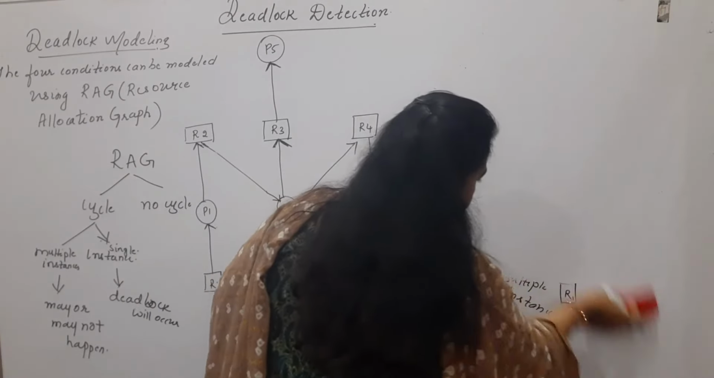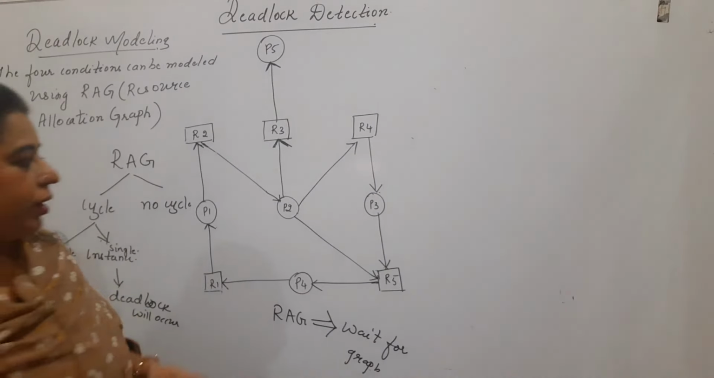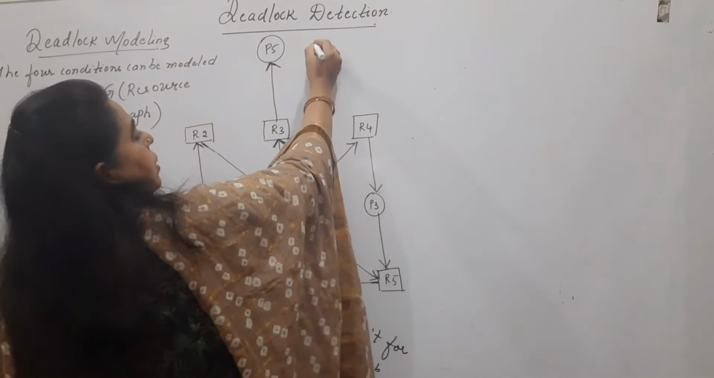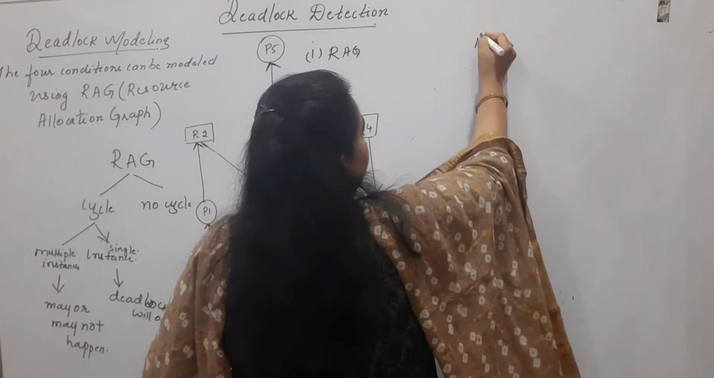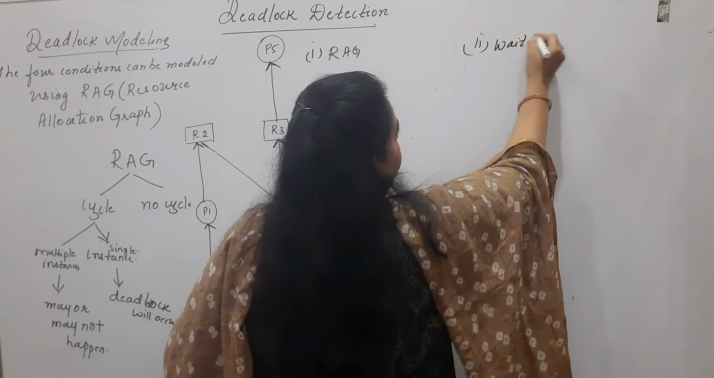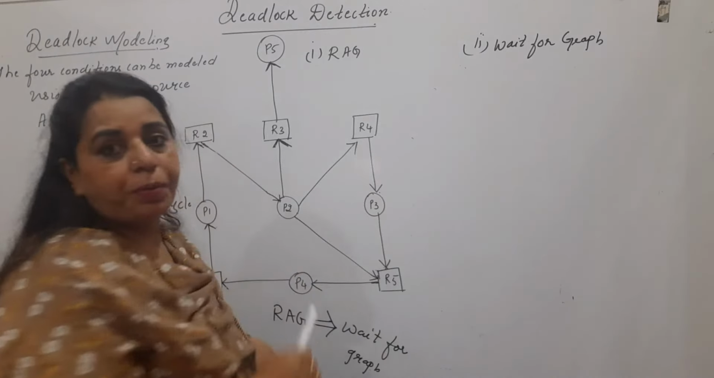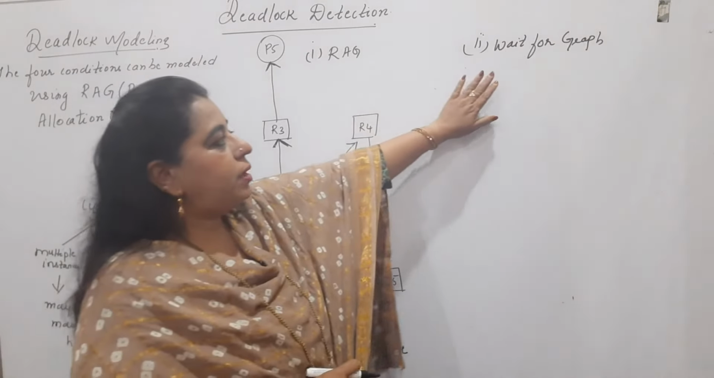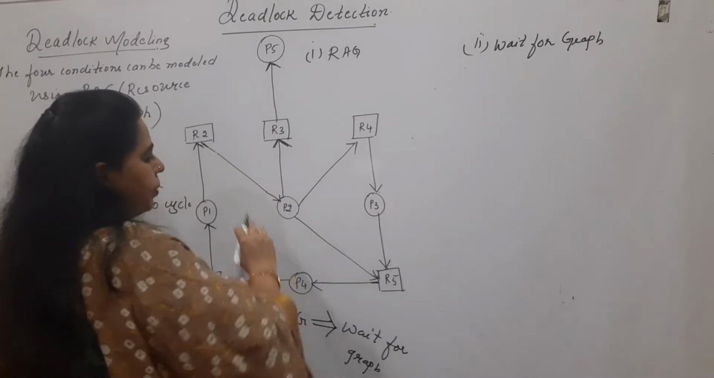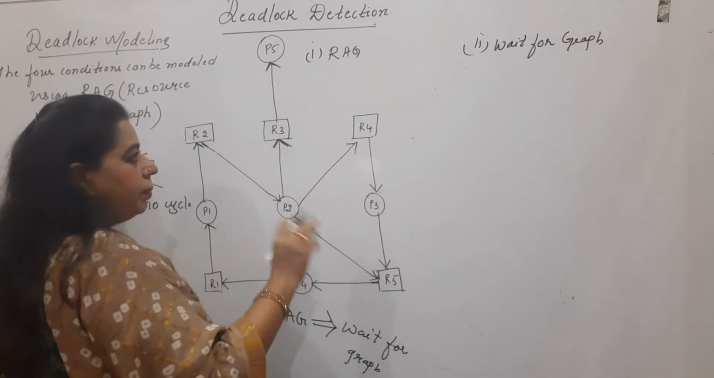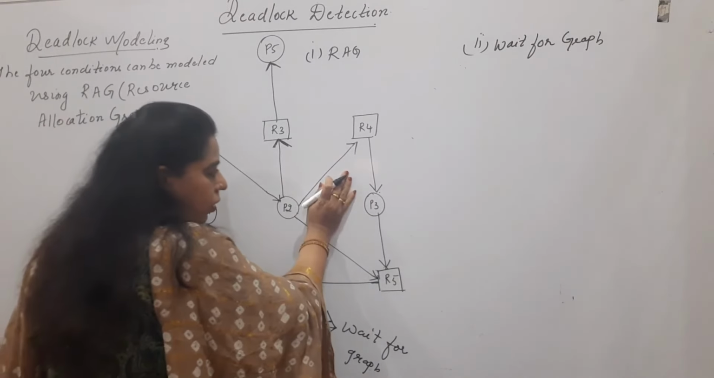I'll erase this. A wait for graph will have only what? So this is the first diagram, I can say it is the resource allocation graph. The same resource allocation graph I am converting into a wait for graph, and the wait for graph will have only the processes. We can easily say by observing the wait for graph whether a deadlock will occur or not. How? Just see here, from the RAG we are not at all able to say confidently whether deadlock will occur or not.